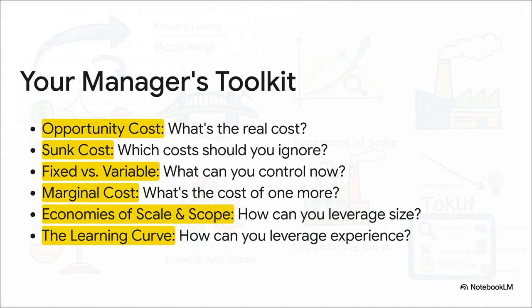So there you have it, your manager's essential toolkit for understanding the real cost of production. It's about seeing the costs that aren't on the spreadsheet, the opportunity costs. It's about knowing which costs to completely ignore, the sunk costs. It's about knowing what you can actually control right now, what it costs to do just one more, and how to use the power of both size and wisdom in the long run.